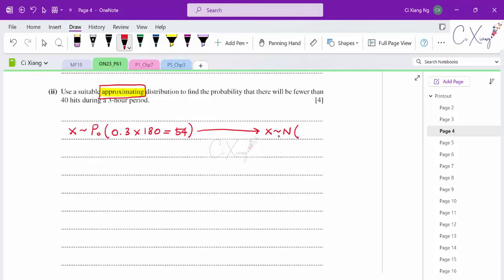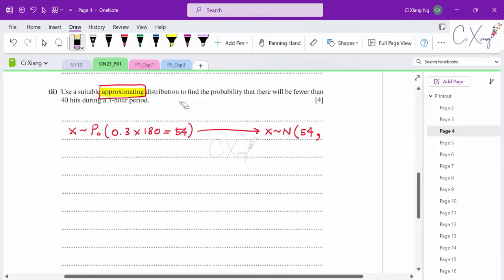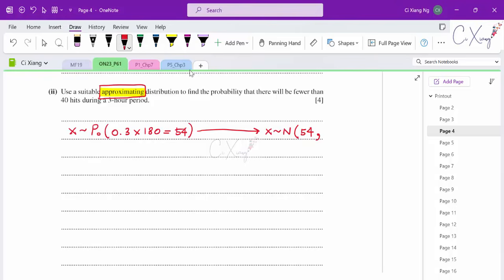For the first value here, it should be the mean. The mean is actually the lambda in Poisson, which is 54. And how about the variance? Poisson distribution has a very special characteristic where the mean and the variance have the same value. So if your mean is 54, the variance should be 54 as well. So you put it as 54 here.